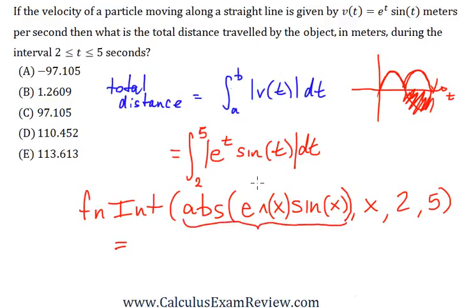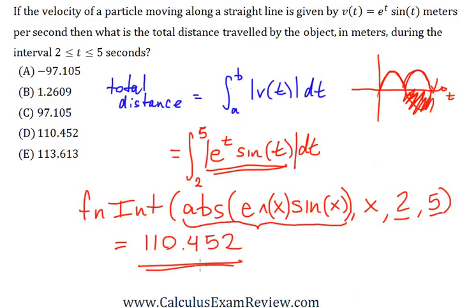This whole thing here represents, of course, my function, the absolute value of e to the t sine of t, but my calculator accepts only x's, I believe, so I just use x. Then I have to define the variable and put the lower and upper bound. If I plug that in, I obtain 110.452. And that's it. So the answer is D.